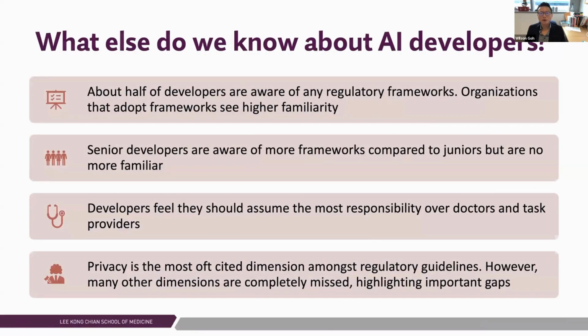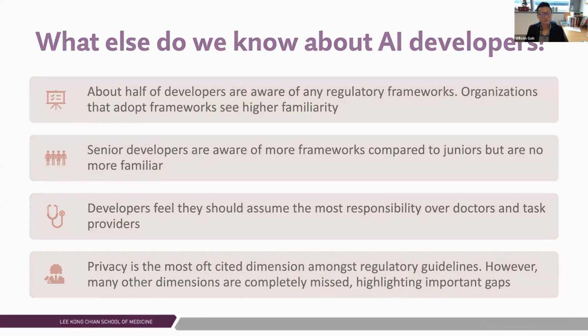So what else do we know about AI developers? We know that about half of the developers are aware of any regulatory frameworks, and organizations that adopt frameworks see higher familiarity. Senior developers are more aware of more frameworks compared to juniors, but are no more familiar. Developers feel that they should assume the most responsibility over doctors and task providers. And finally, privacy is the most oft-cited dimension amongst regulatory guidelines. However, many other dimensions are completely missed, highlighting important gaps.